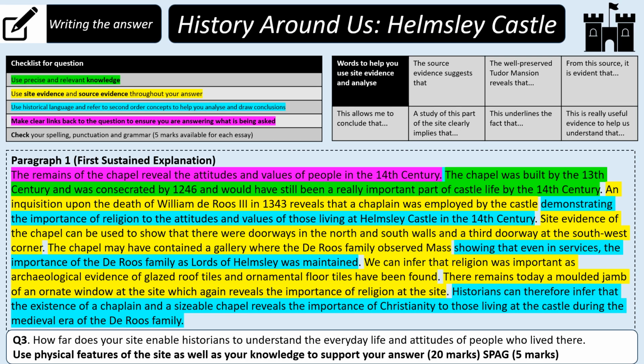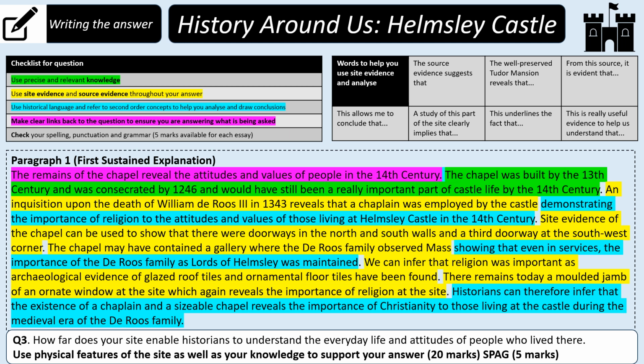So the first paragraph, you could say, the remains of the chapel reveal the attitudes and values of people in the 14th century. The chapel was built by the 13th century and was consecrated in 1246 and would still have been a really important part of castle life by the 14th century. An inquisition upon the death of William de Roos III in 1343 reveals that a chaplain was employed by the castle, demonstrating the importance of religion to the attitudes and values of those living at Helmsley Castle in the 14th century.